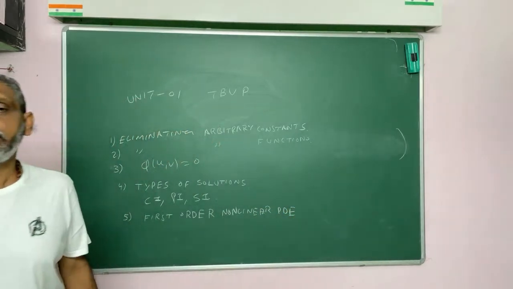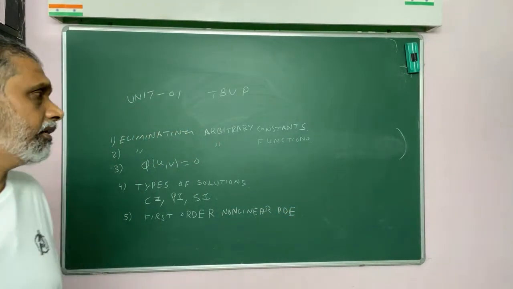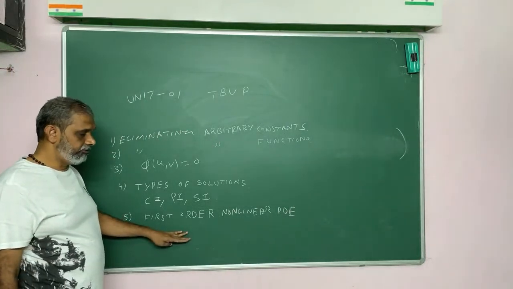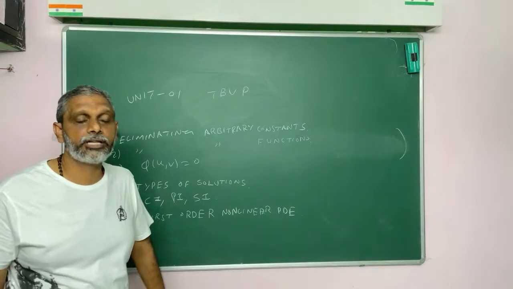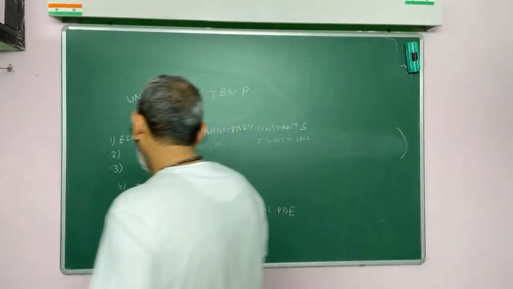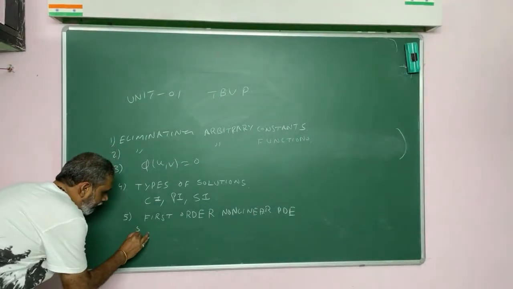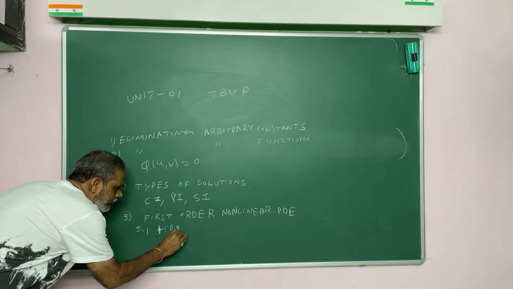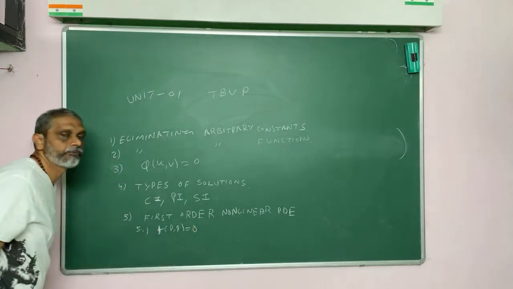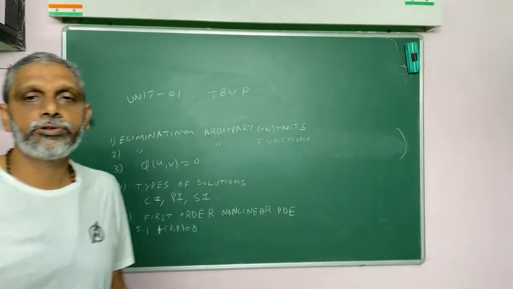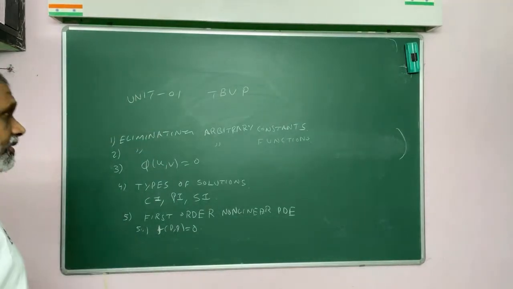Then comes first order non-linear PDE. Normally there are 6 types, but we deal with only 4 types. What are the types? The first type is, if you read 5.1, f of p, q is equal to 0. So type 1 contains only p and q. There is no x, y, z. I will tell you what p and q are.